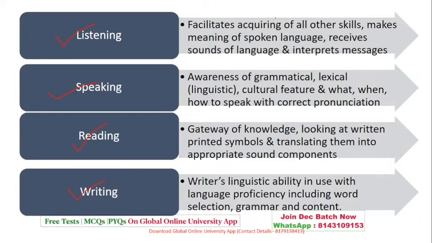Speaking: awareness of grammatical language, grammar, cultural features, what, when, how to speak with correct pronunciation. Very, very important. In formal communication, this all plays a very important role. So you should know, when it comes to speaking, it doesn't mean that you have to just go on and on. You should be aware of the grammar. You should be aware of the language. You should be aware of when, what, and how you need to speak with a correct pronunciation.